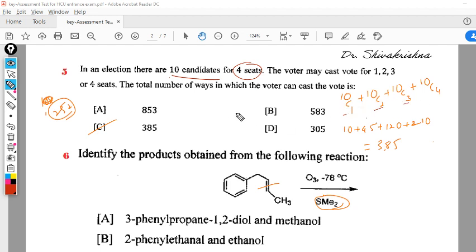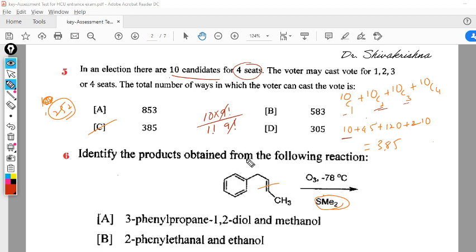What is meant by 10C1? It is 10 into 9 factorial by 1 factorial into 9 factorial. So 9 factorial will cancel, and 10 by 1 is 10. The same will repeat. If it is C2, you need to take 10 into 9, like that.